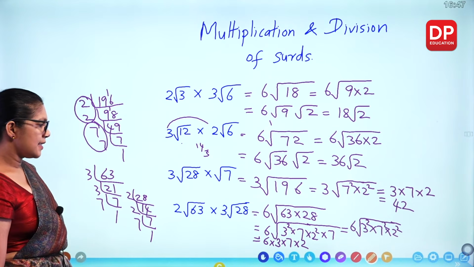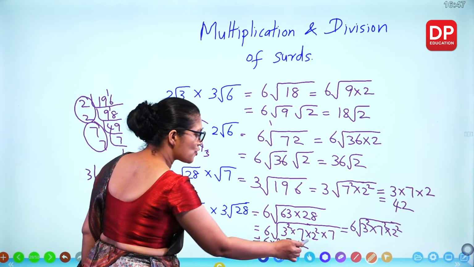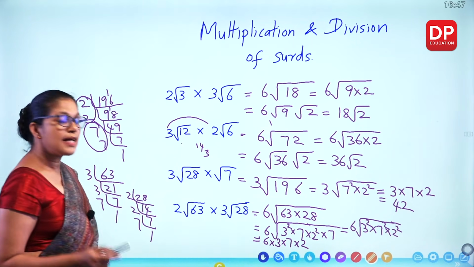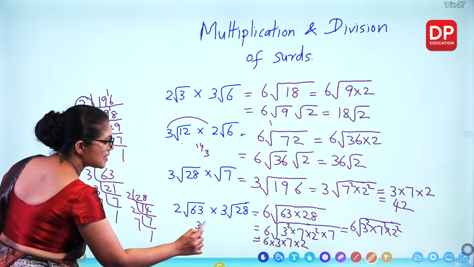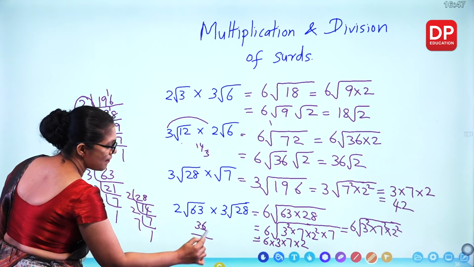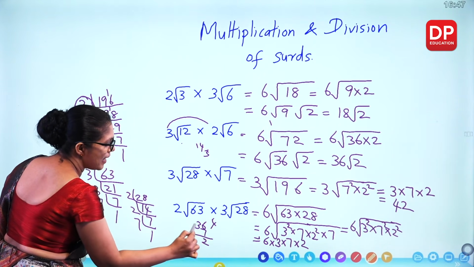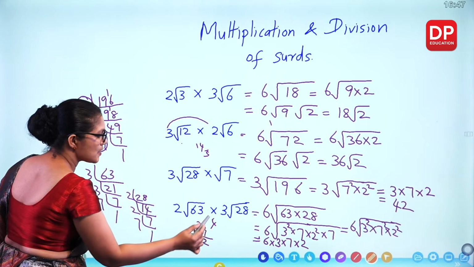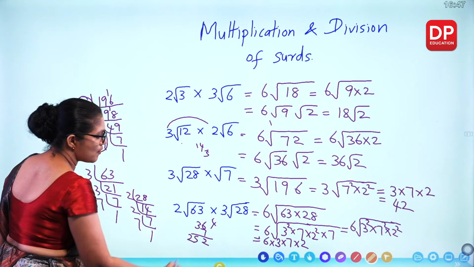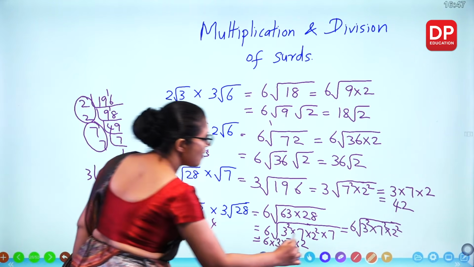So what's the answer? 3 times 2, 6. 6 times 6, 36. So what is 36 times 7? 7 times 6, 42. 4 remaining. 7 times 3, 21 plus 4, 25. So 252.